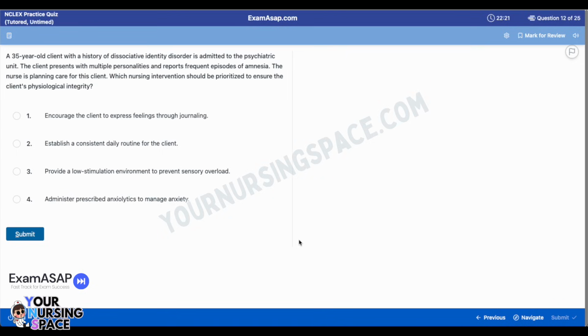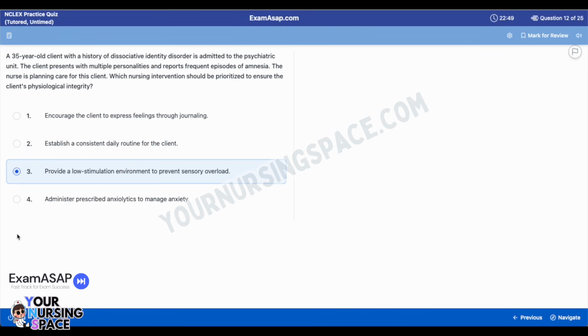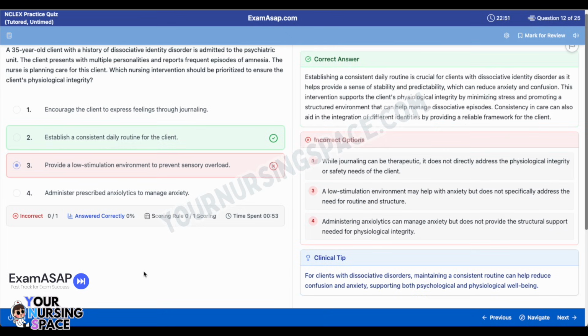Here are the options. Option 1. A. Encourage the client to express feelings through journaling. Option 2. B. Establish a consistent daily routine for the client. Option 3. C. Provide a low-stimulation environment to prevent sensory overload. Option 4. D. Administer prescribed anxiolytics to manage anxiety. The correct answer is B.